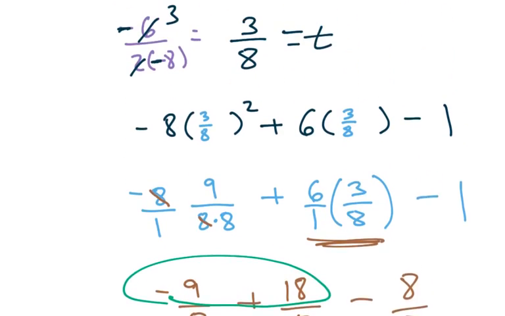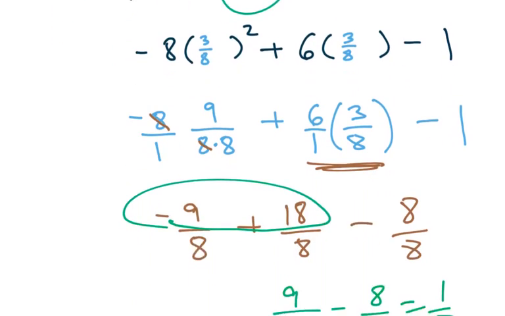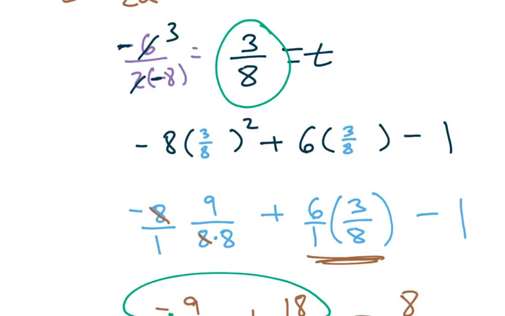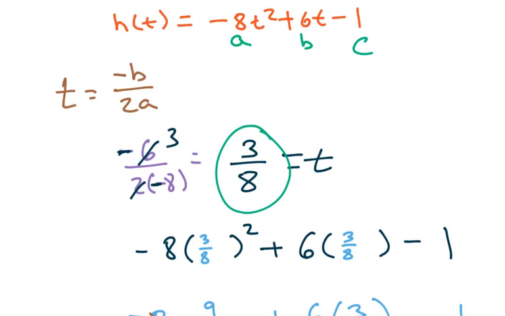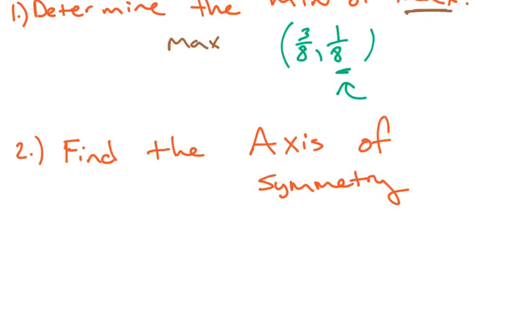Okay, so we know that the t value is 3/8, and we know that the y value, or the h of t value, is 1/8. So that's my answer: 3/8, 1/8. Okay, and so if it was asking you for specifically what's the highest value, it would be this value here, which is 1/8. Last question is asking for the axis of symmetry.